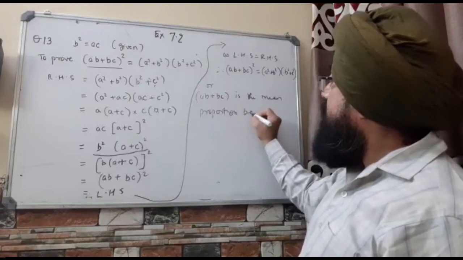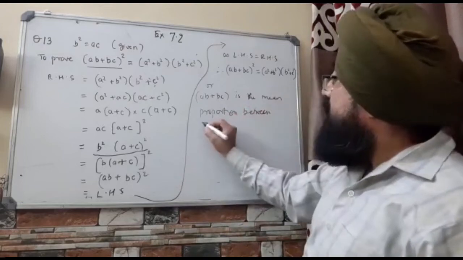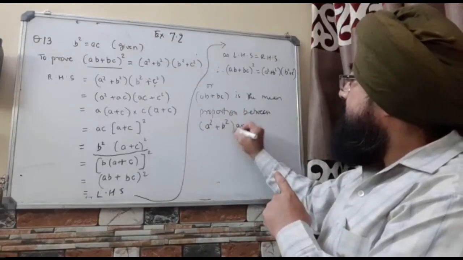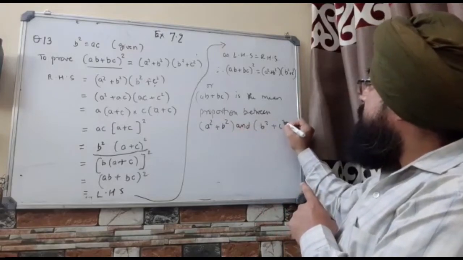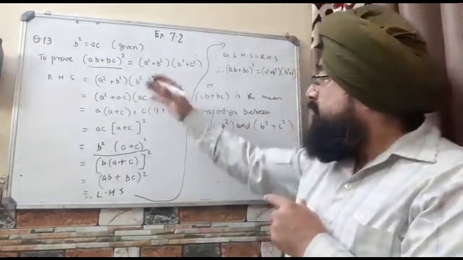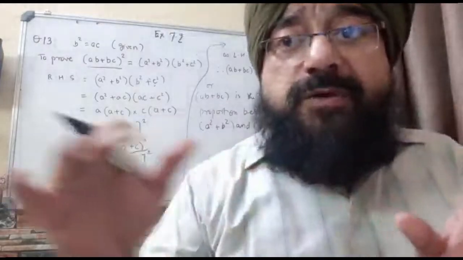between A square plus B square and B square plus C square. It will take some ink out of your pen, but you need to do this for the dream ending. See, as a teacher, if I can write, so as a student, you're supposed to write to give the solution a dream ending. I hope you understand this and the solution was quite clear to you.